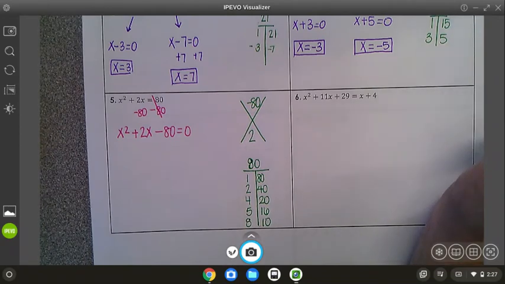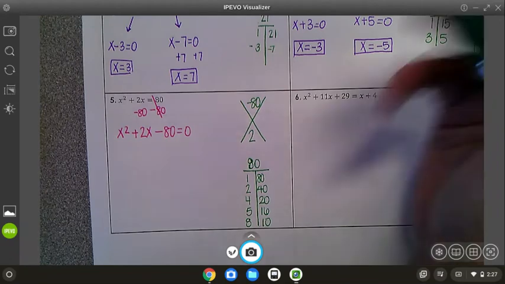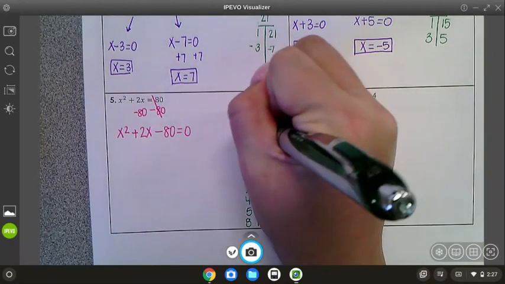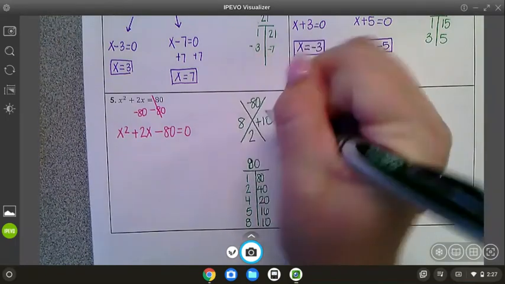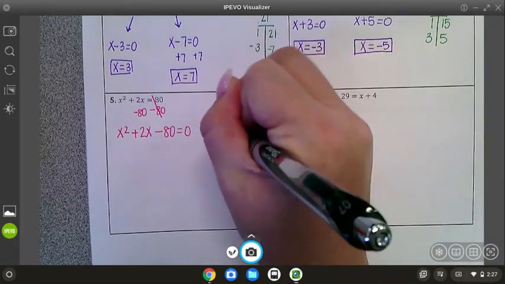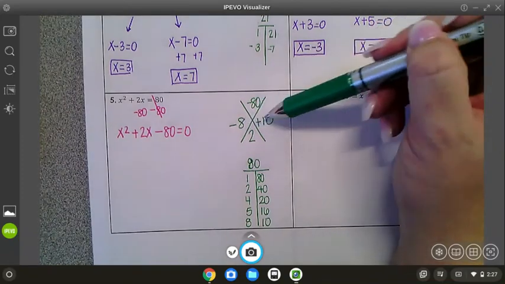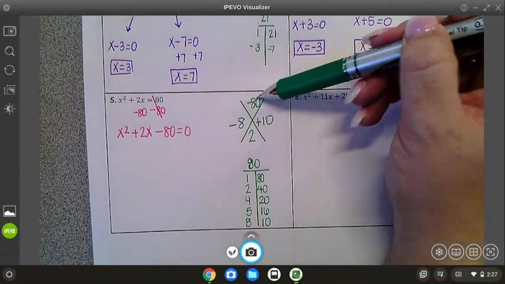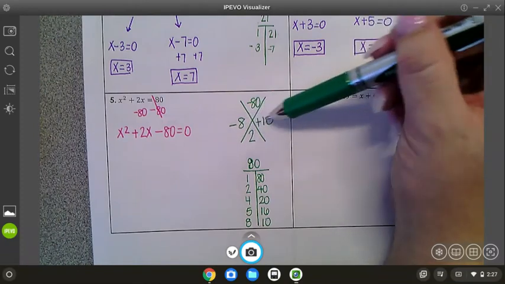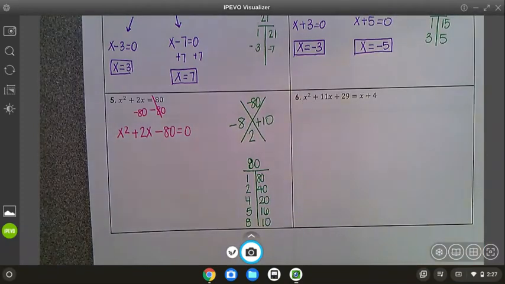So try to figure those out. You should get 8 and negative 10. Oh, sorry, positive, that's a positive 2. So positive 10 and negative 8. If you multiply these two numbers, you get negative 80. If you add these two numbers, you get positive 2.